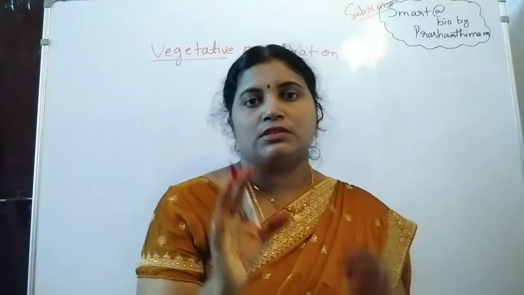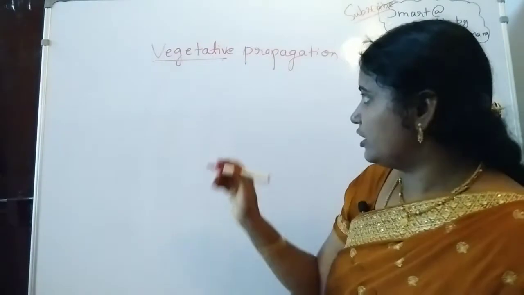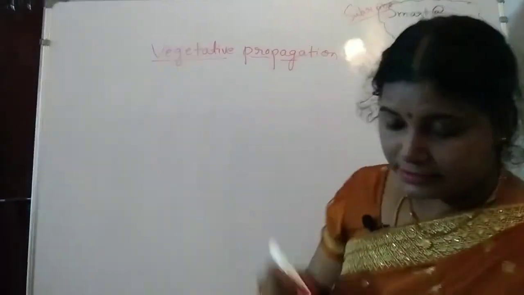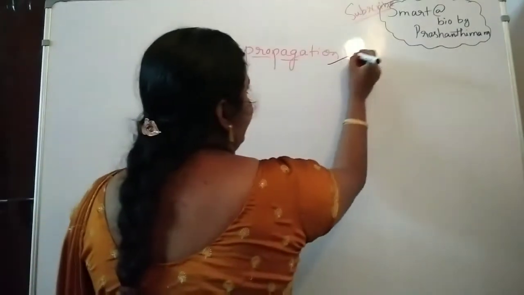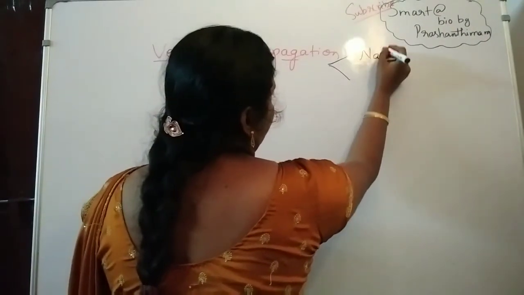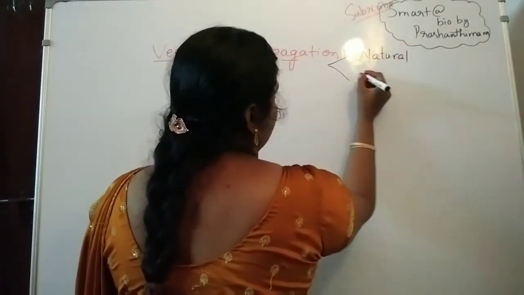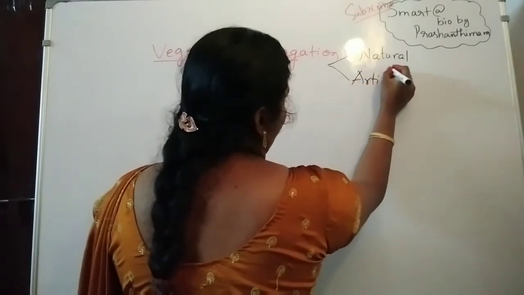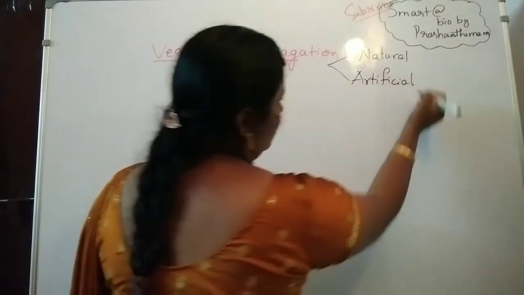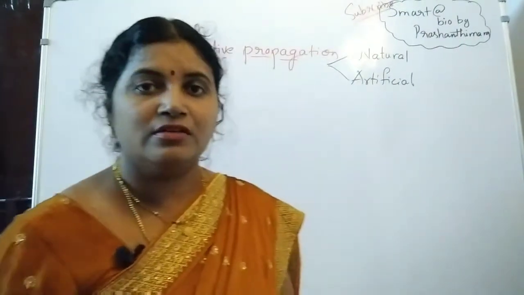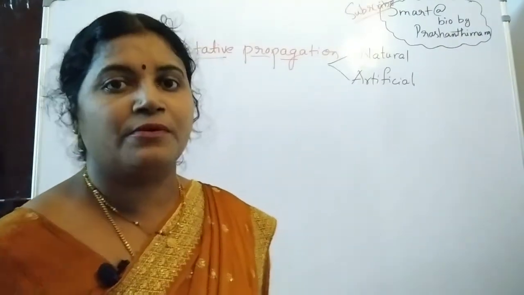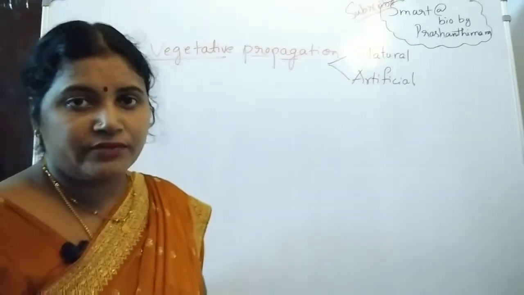This process is divided into two types. One is natural vegetative propagation and the second one is artificial vegetative propagation. Artificial means humans are involved in performing the process. So next, natural vegetative propagation.